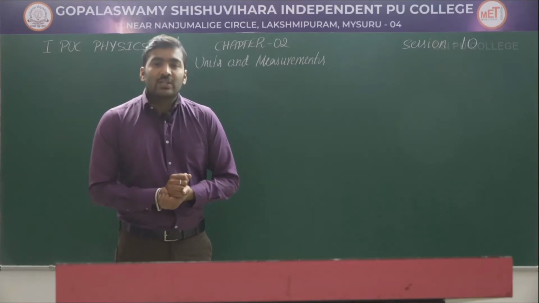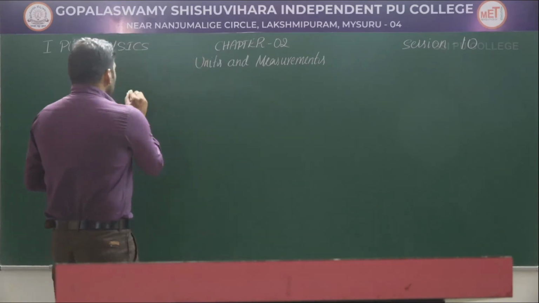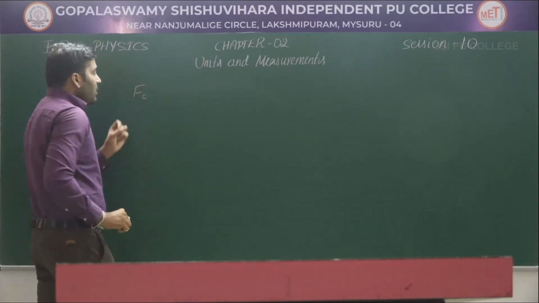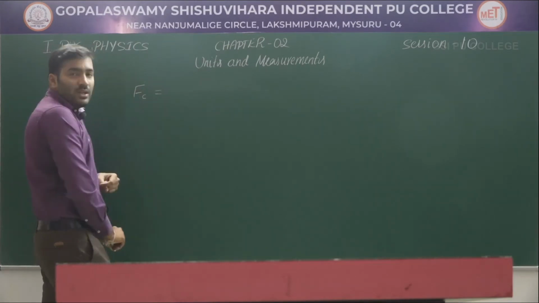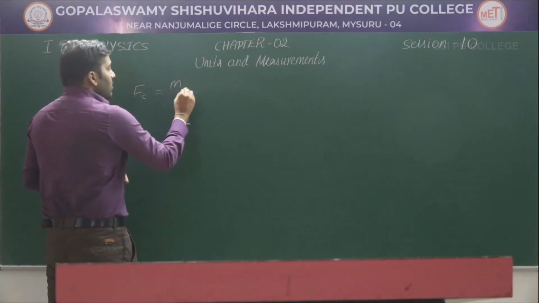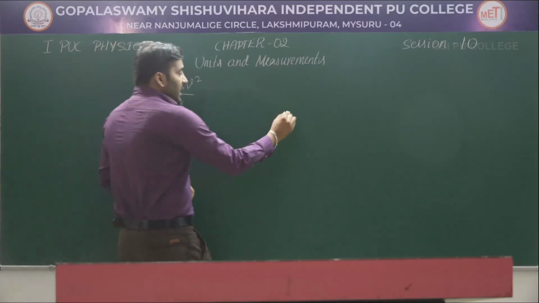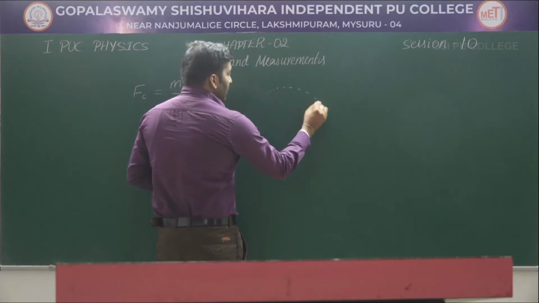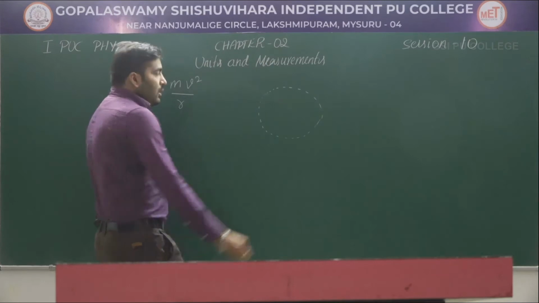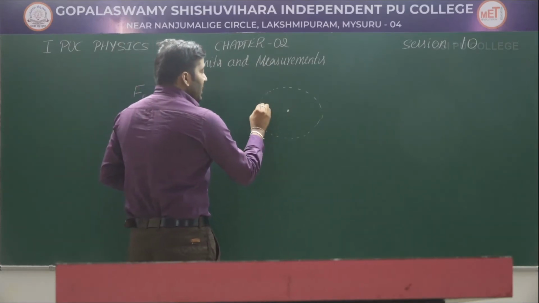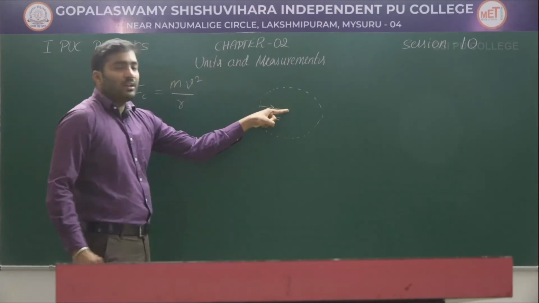So we have one more relation to derive. That is the equation of centripetal force. So we know that centripetal force Fc is equal to mv square divided by r. If any object is moving in a circular path, this object experiences a centripetal force towards the center of the circular path.